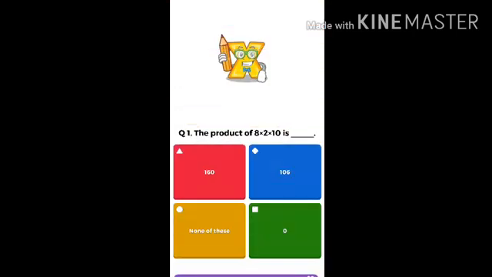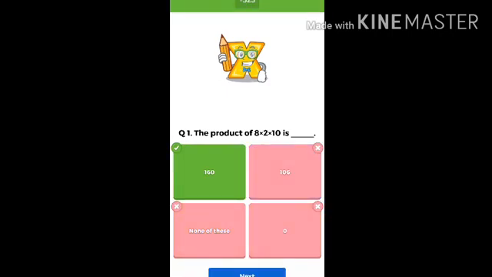The product of 8 multiplied by 2 multiplied by 10 is blank. So product means result of multiplication. 8 multiplied by 2 is 16. When we multiply 16 by 10, we write 0 in the ones place, or right side of the 16, and it will be 160.